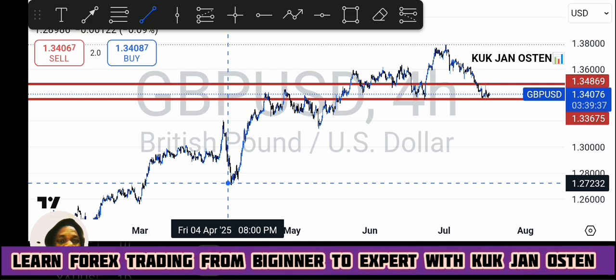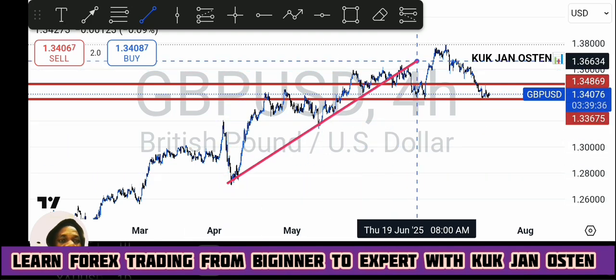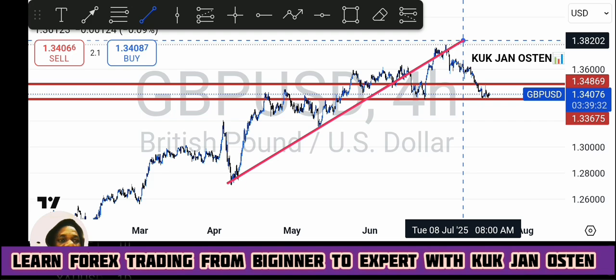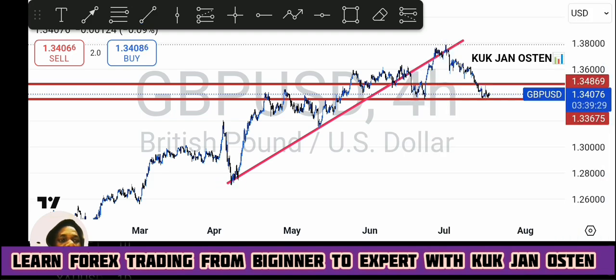Now the daily chart shows that we are looking for buys. Remember, as traders, we trade what we see. We don't trade what we are expecting in the near future. So the 4-hour chart is saying that we should be looking for more sells, as long as this trend line has a break and retest.